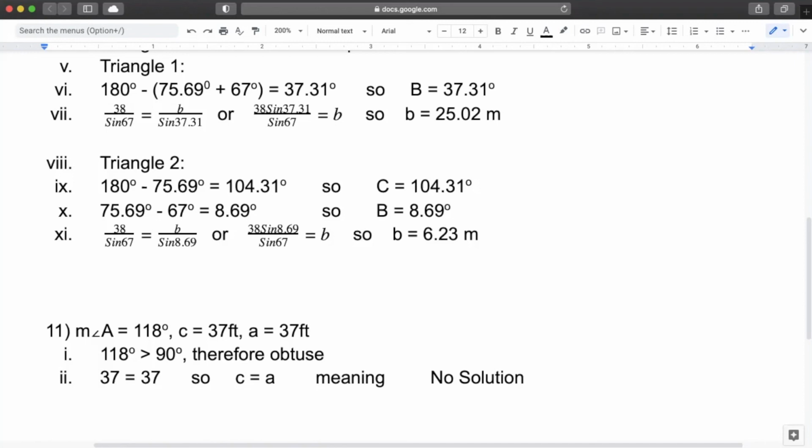And so since they're the same and equal, there will be no solution, as it is impossible to have an obtuse triangle with two equal sides, such as this, when the corresponding angle to one of the equal sides is greater than 90 degrees.